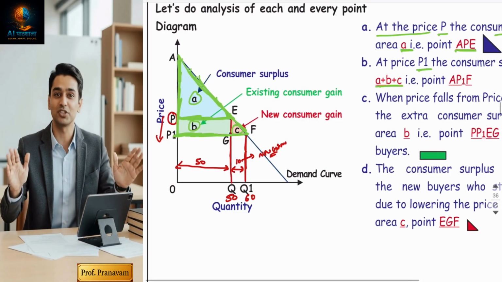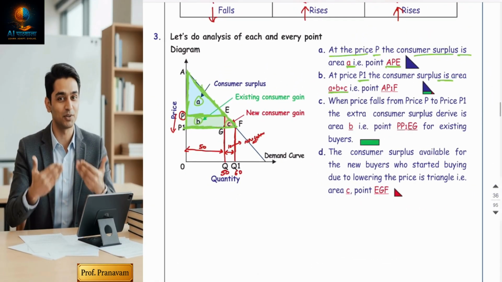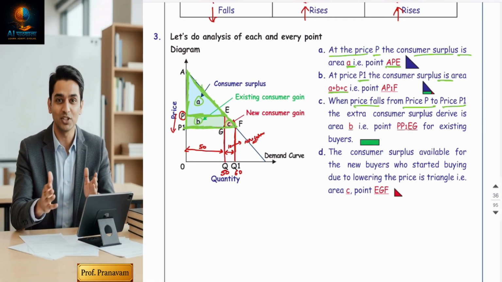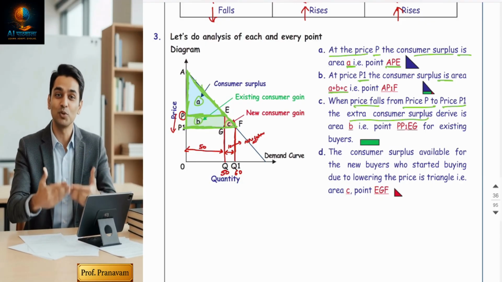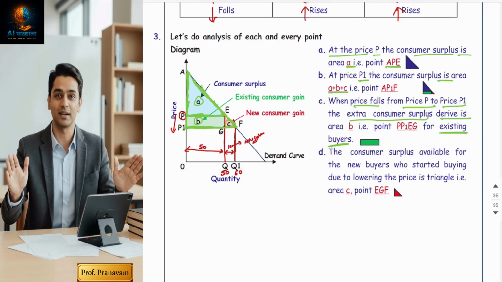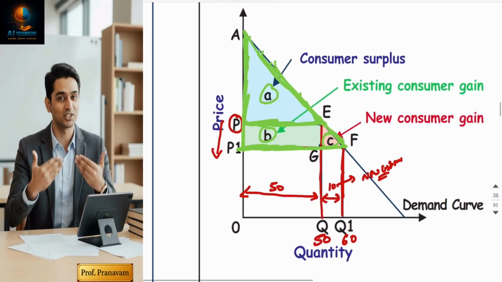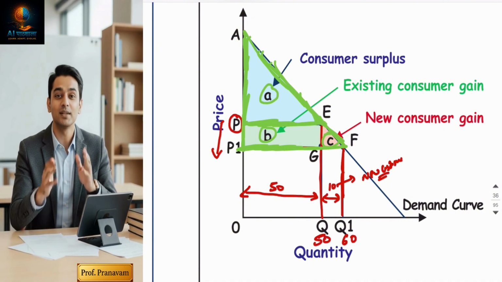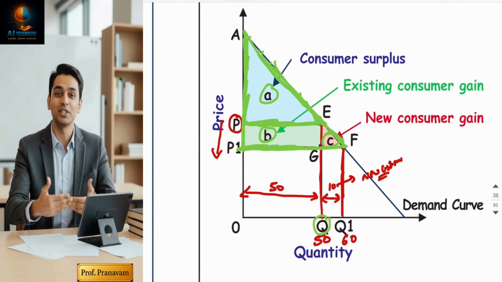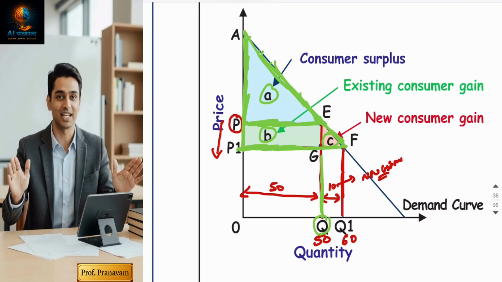Next, when the price falls from P to P1, they can ask you anything. The extra consumer surplus derived by existing buyers. Guys, this is something fundamental. My existing buyers are Q quantity. So let's convert this into the green point.